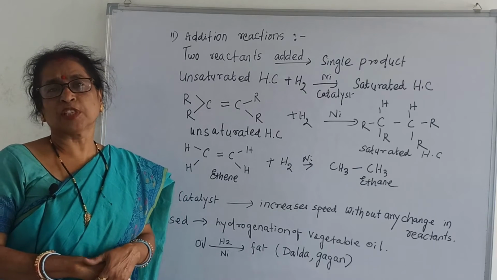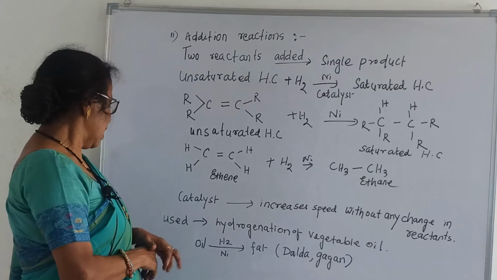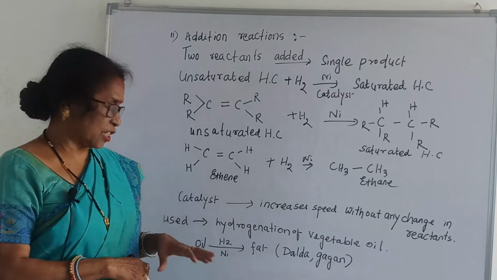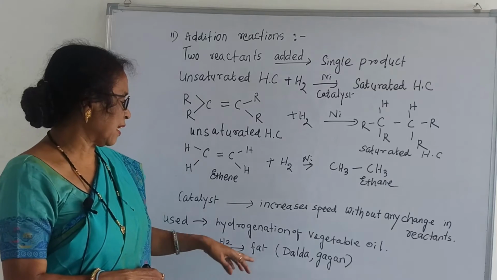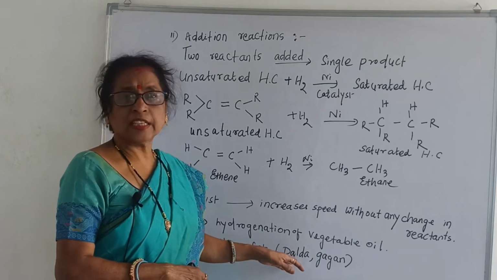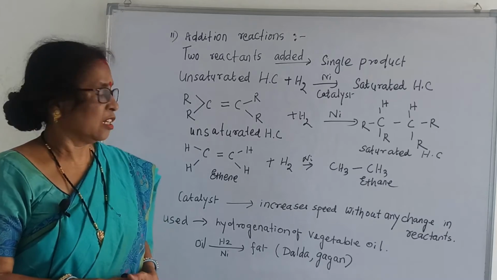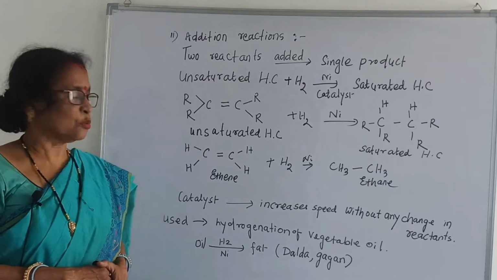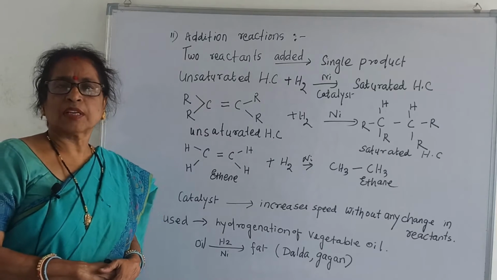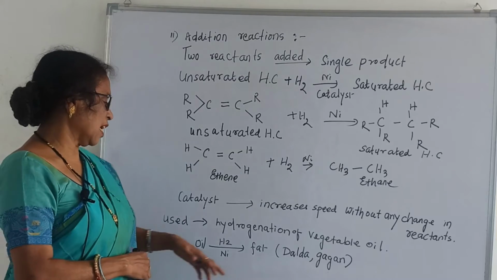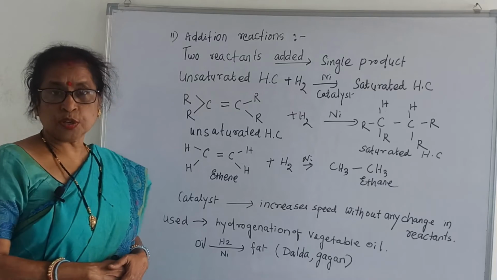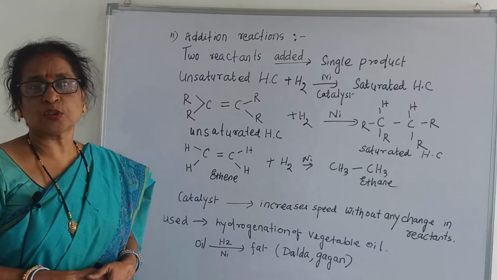Now the uses: hydrogenation of oil. Man uses hydrogenation of oil; you take vegetable oil and nickel as catalyst, and pass hydrogen gas, and it changes to fat. This fat is known by the commercial names dalda and gagan. Dalda and gagan are not useful to health, they are very dangerous to health, and so they are used in hydrogenation of vegetable oil. Vegetable oil is unsaturated, whereas dalda and gagan, which is called fat, is saturated. Saturated fat is very, very dangerous to health.